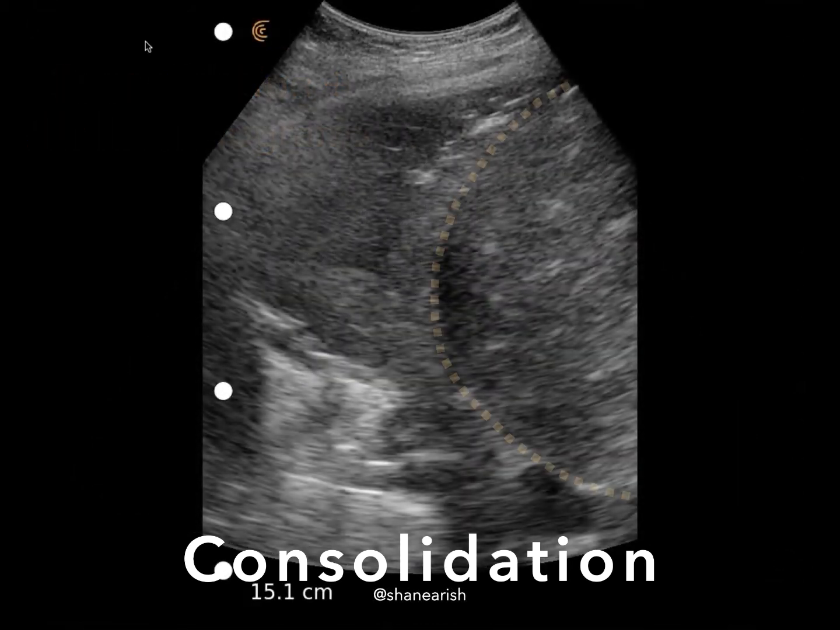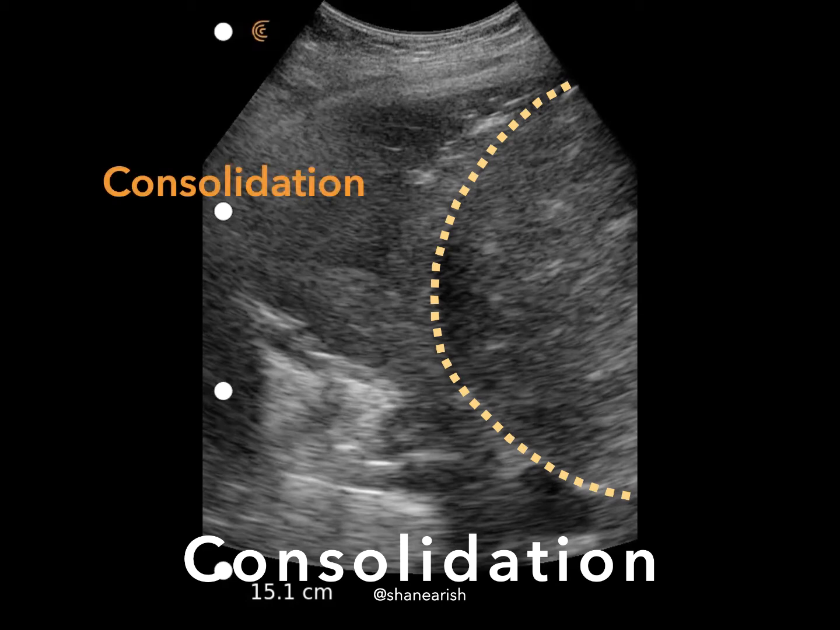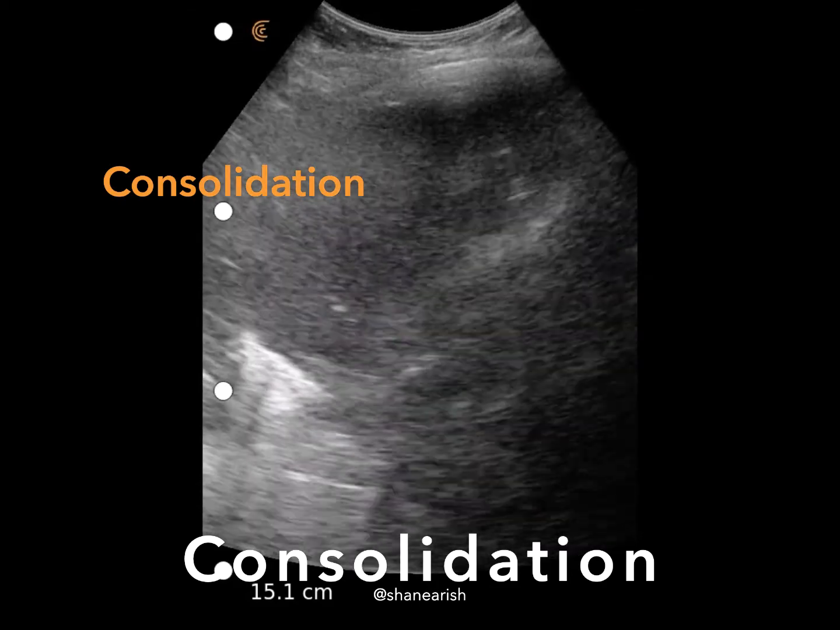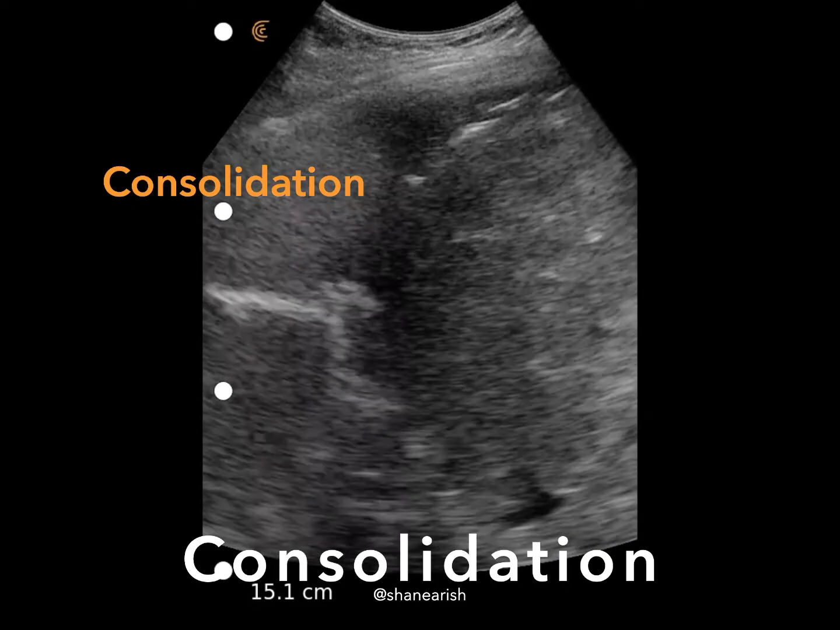Here's another example. In this case I've highlighted the diaphragm so we can orient ourselves. What we note is a tissue-like density above the diaphragm that looks like the liver. This is called hepatization. We know it's not the liver because it's above the diaphragm.